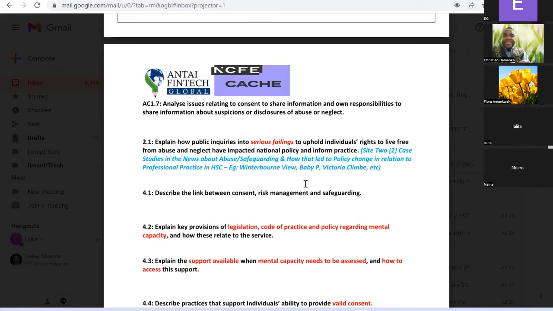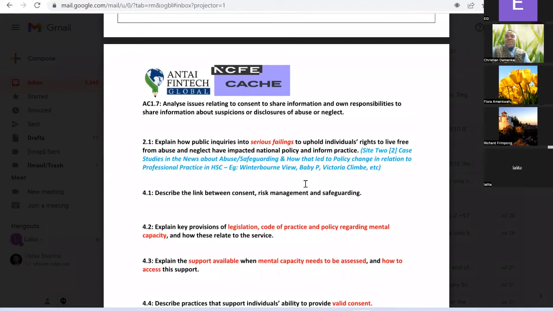So you explain that. 4.3, explain the support available when mental capacity needs to be assessed and how to access this support. It's talking about two different things. We talked about mental capacity, and we say the Mental Capacity Act, an individual has to be assessed, and it has to be proved that the person does not have capacity before you proceed further. Remember what we studied on Monday.